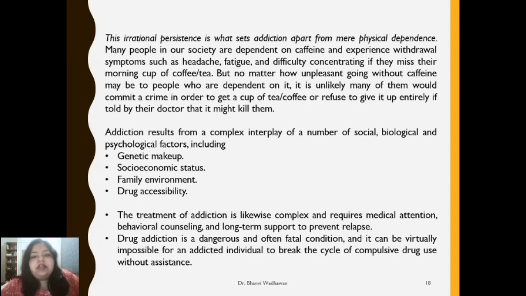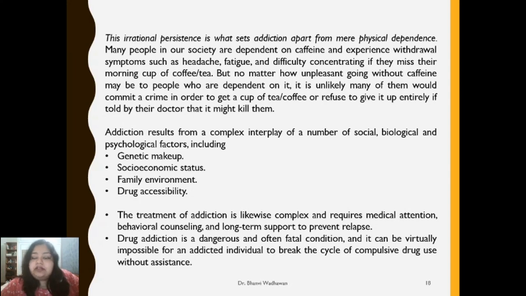Many people in our society are dependent on caffeine, that is, when you take coffee, and experience withdrawal symptoms such as headache, fatigue, and difficulty concentrating if they miss their morning cup of coffee or tea. But no matter how unpleasant going without caffeine may be to people who are dependent on it, it is unlikely many of them would commit a crime in order to get a cup of tea or coffee, or refuse to give it up entirely if told by the doctor that it might kill them.